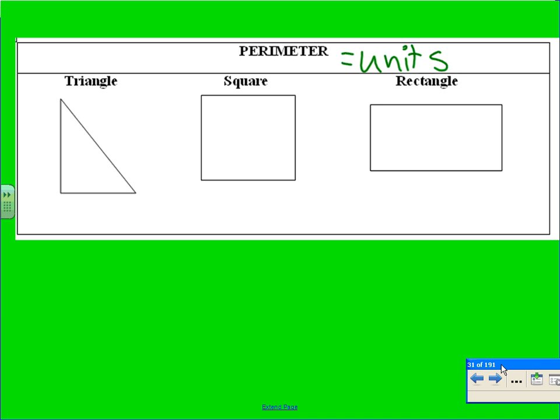So when we're finding perimeter, it's either inches, meters, centimeters. It's not units squared, it's just regular units. We're going to start with the triangle. I want you guys to label the triangle A, B, C. Does anyone know why I had you label it A, B, C? Adam, do you know why?